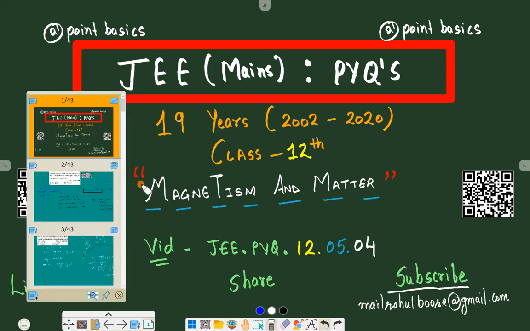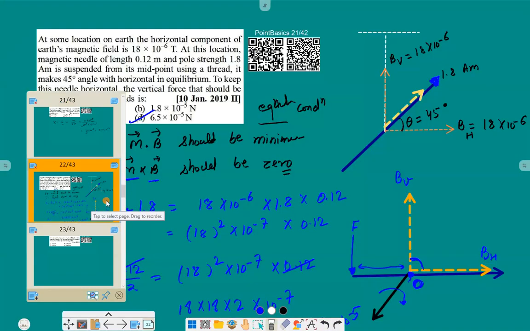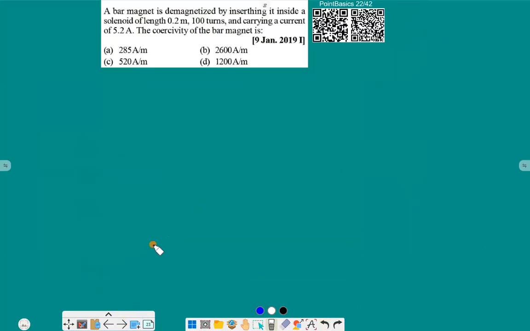In the previous video, we were around question number 20. I think this was the last one which we covered. It was regarding a needle and the magnetic field. So let's now move to the next question.